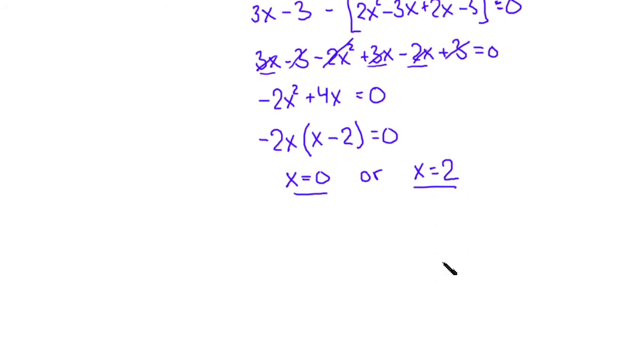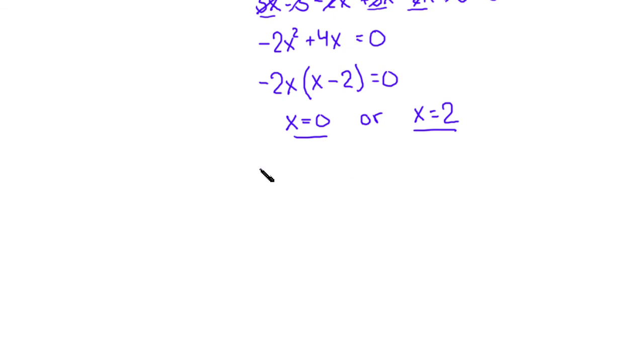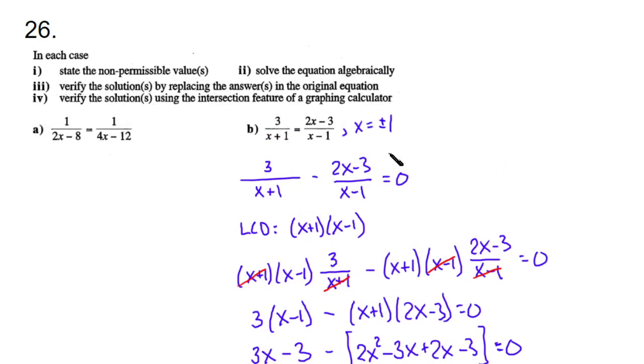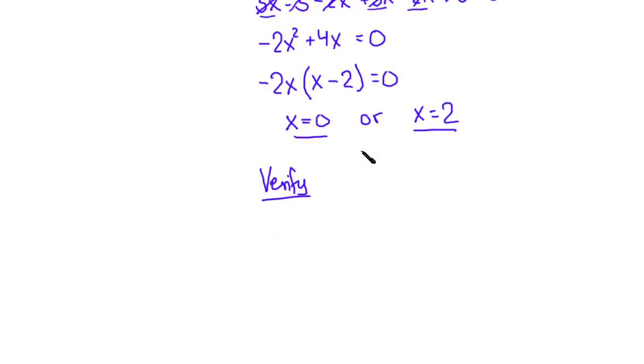We want to verify algebraically first. And so before we actually proceed, we want to make sure that these two roots are not non-permissible values. So if we go back up here, we can see that our non-permissible values are positive and negative 1, so that's good. So these are valid roots. Now we're going to verify. And for the verification here, you have to do it twice because there are two roots, right? So we just plug those roots into that original expression.